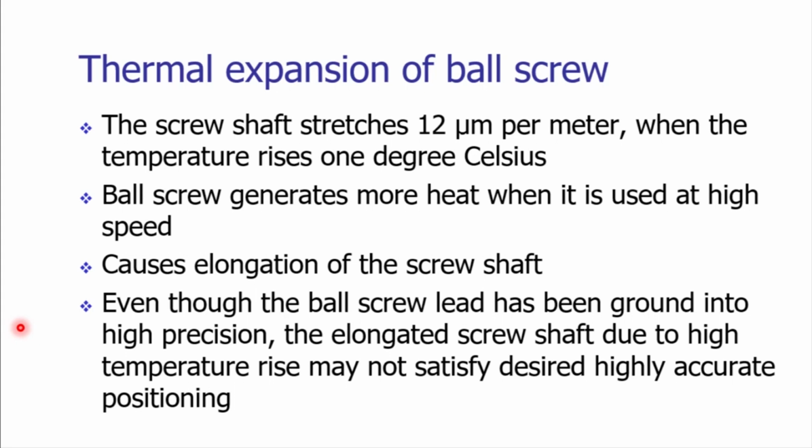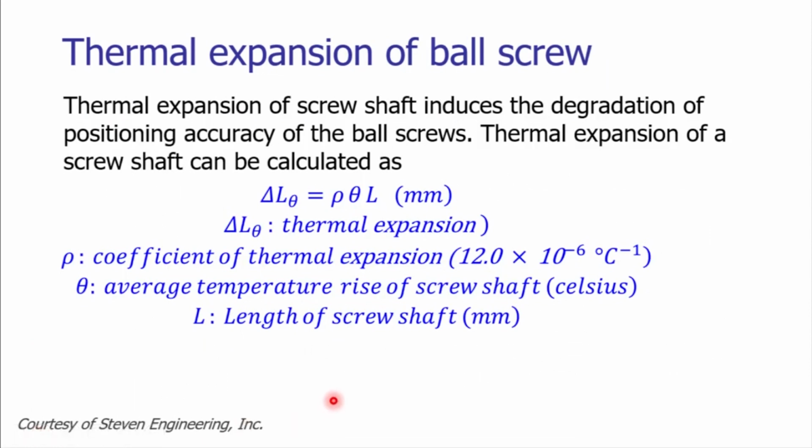Due to the thermal expansion, the shaft is getting elongated, and even though we are taking due care during the manufacturing, we are getting very precise, highly polished, highly ground screw shaft. Due to increase in the temperature, the screw shaft will lead to certain inaccuracies in the product. So for that purpose, we need to compute the thermal expansion in the screw shaft. So that can be computed by using the correlation which can be seen on your screen.